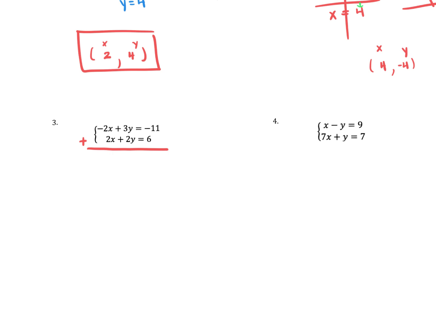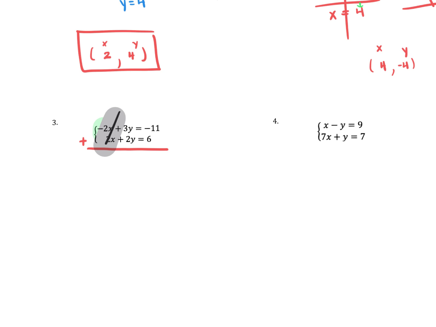So when I look at my x's, I have -2x and a +2x. And I have a 3y and a 2y. Well, the only ones that have the same number, where one's positive and one's negative, are these ones right here. So those ones are going to cancel out. A -2 and a +2. Those two cancel each other out.